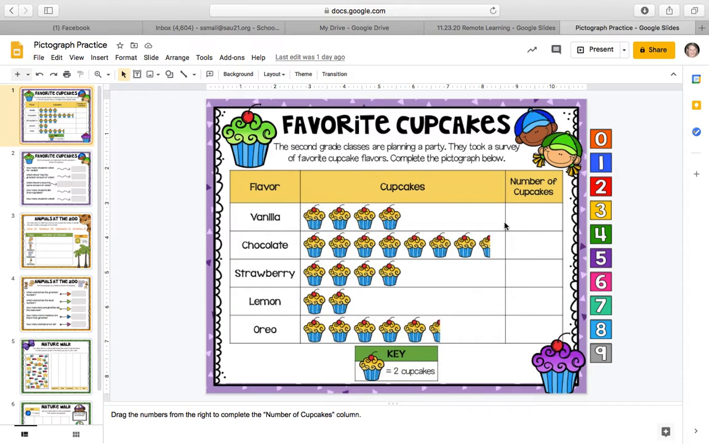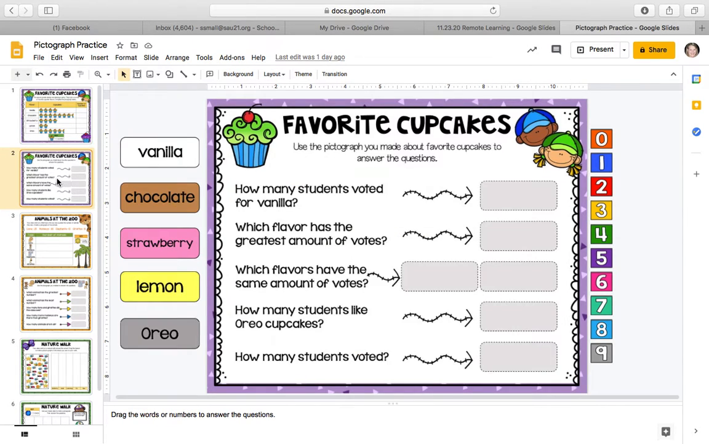I also want to point out that sometimes you might have a half symbol. So if 2 cupcakes equals 1 full cupcake, then half a cupcake would equal 1. So when I count, I would count by 2's for all of these, and then add 1 more to get my answer. So all you're going to do again is just drag the correct numbers in to show how many cupcakes are in each row.